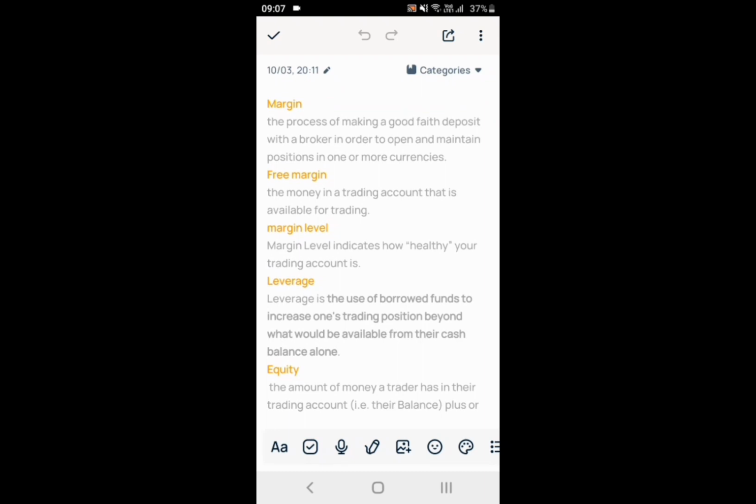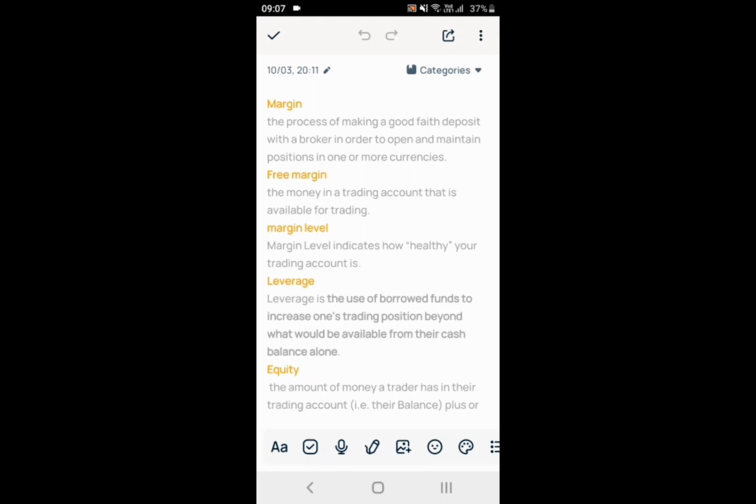Margin is the process of making a good faith deposit with a broker in order to open and maintain positions in one or more currencies. So basically guys, margin is the minimum amount. They didn't involve that word in this passage. It is the minimum amount needed to open and run positions.